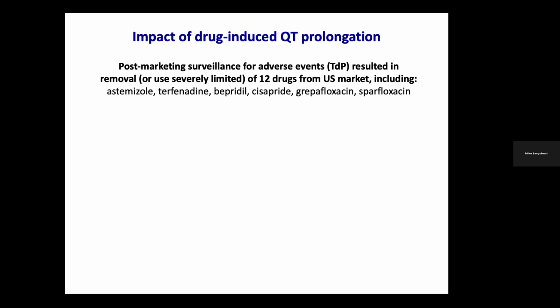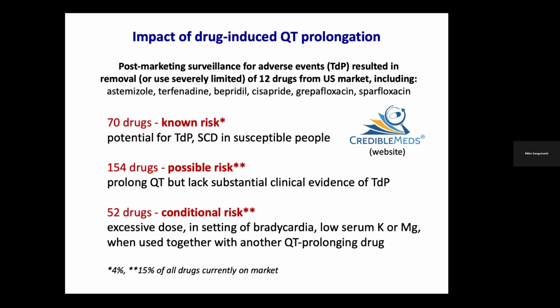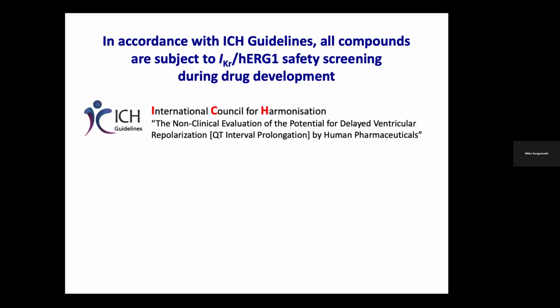Drug-induced QT prolongation led to the withdrawal of 12 different drugs, some of them shown here, and then a whole bunch of other drugs are identified as known risk, possible risk, or conditional risk. And that represents known risk is 4% of all drugs on the market, and possible or conditional risk represents 15% of all drugs on the market. So it's a huge problem that's dealt with both clinically and also during drug development.